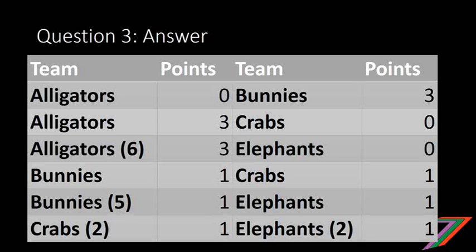So the bunnies must have drawn with both the crabs and the elephants, and the crabs and the elephants must have drawn with themselves. How we know this is because of the alligators. They have 6 points. Therefore, they must have lost the game, and the crabs or the elephants could not have beaten them because neither team has more than 3 points. So the alligators have a win over both the crabs and the elephants, and they lost to the bunnies. That gives the bunnies 3 points, and the 1 point from each draw gives the bunnies 5 points, and that gives the crabs and the elephants, as they drew with each other, also 2 points. And it gives us our solution of alligators on 6, bunnies on 5, crabs on 2, elephants on 2.